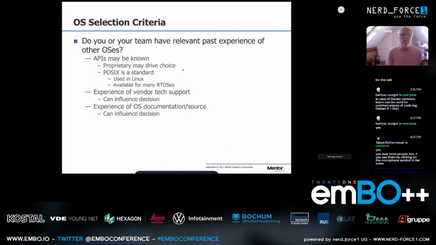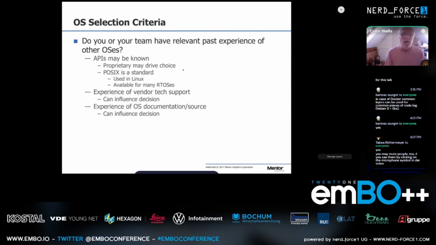Other soft criteria are things like, does your team have experience of other operating systems? Now, if they do, then they might know the APIs. That gets them up to speed quickly. If they know POSIX, then that gives you a choice of operating systems because a number of operating systems support POSIX. If you have experience with another operating system, you may have experience of their tech support, which could be a positive or a negative experience, I guess.